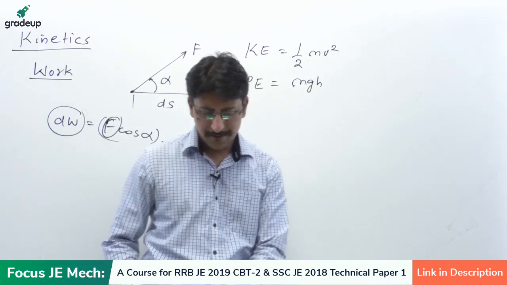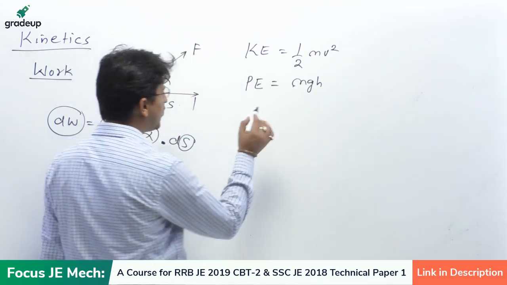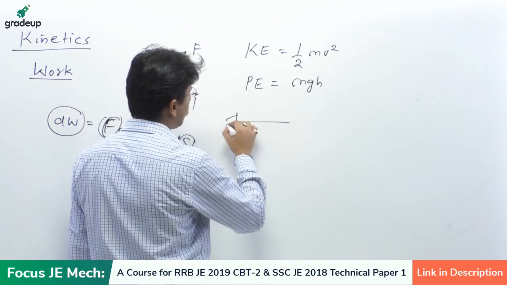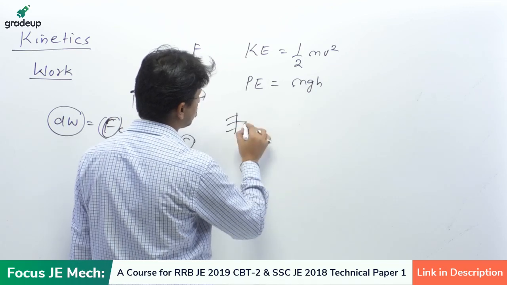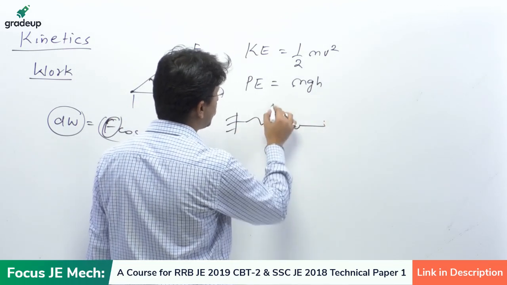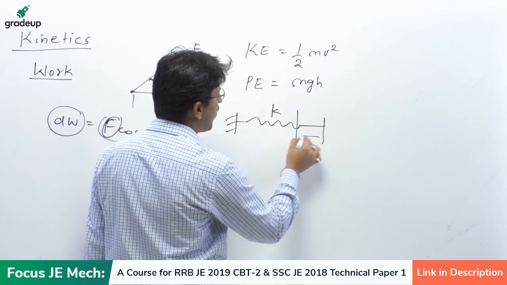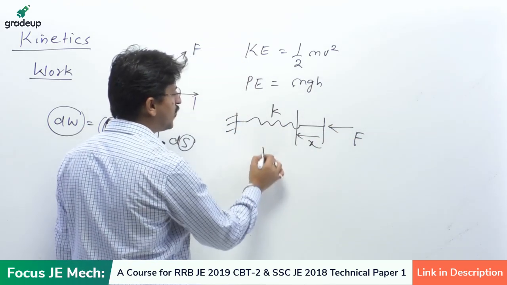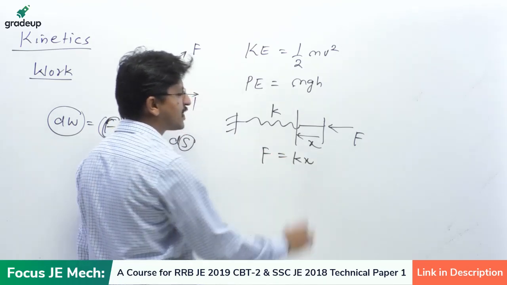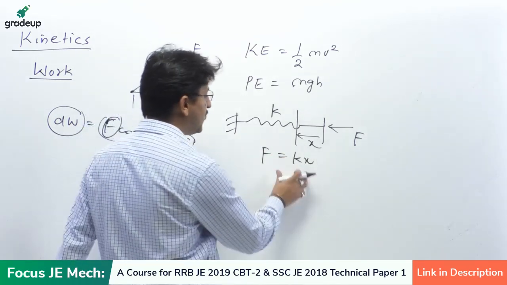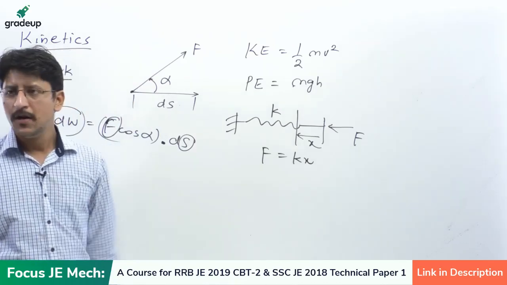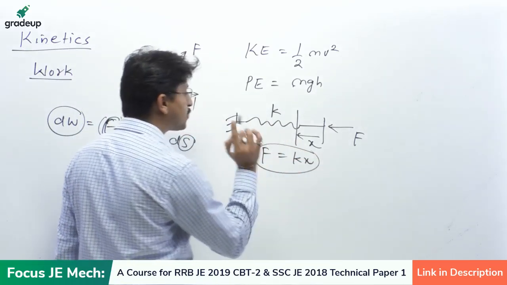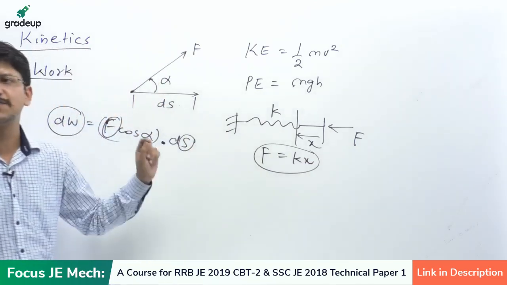Is it okay, everyone? And if there is a spring having the spring constant as k, and if it is displaced by a distance x, if the force F is acted upon this, then it is given by F is equal to kx. Please remember, in the case of a spring, the potential energy will be stored in this form.